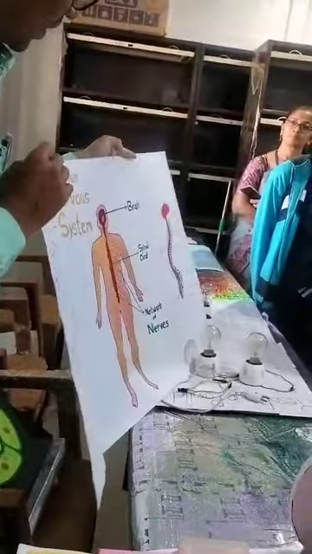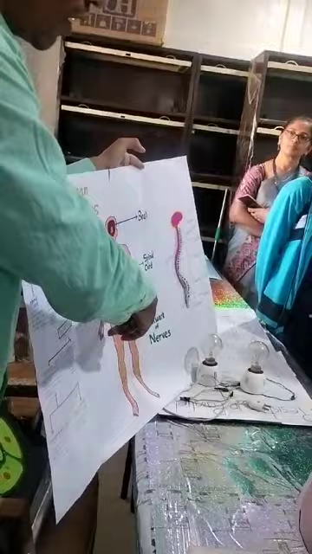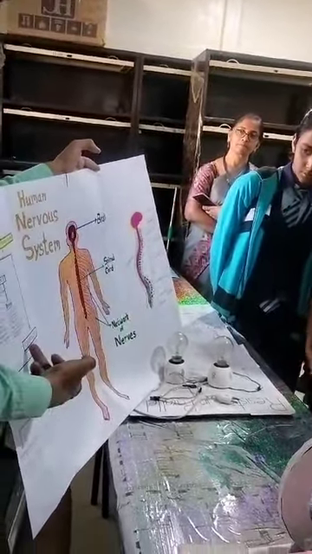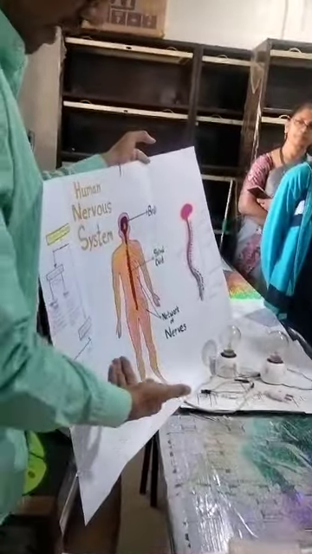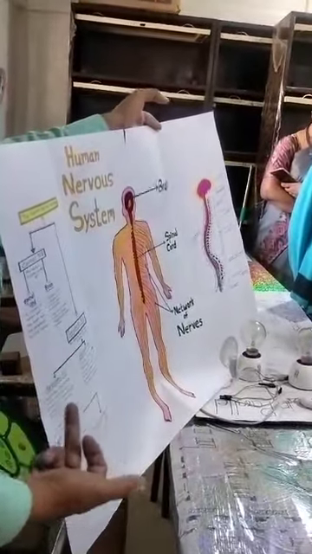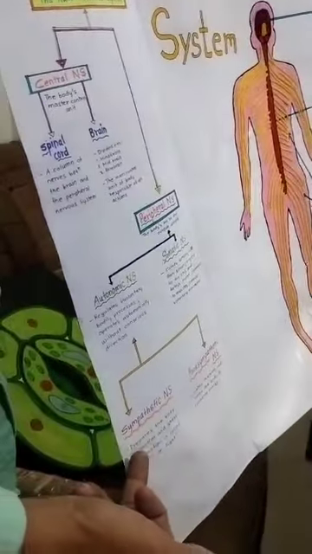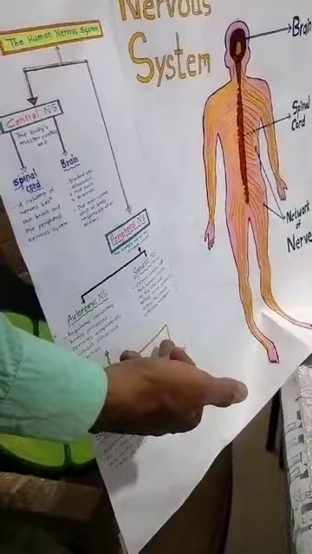Central means here brain and the spinal cord. And this is connected to all the body parts. And therefore, peripheral nerves. Again, it is divided into two parts. Okay, autonomic, somatic. And autonomic again divided into sympathetic and the parasympathetic. Okay.